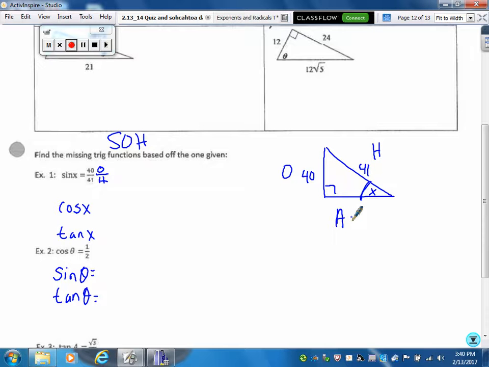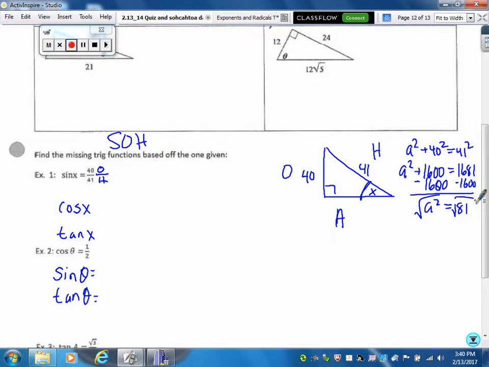So we've got our missing side, let's call it A for our adjacent. So we've got A squared plus 40 squared must equal 41 squared. When you put that in, you get 40 squared is 1,600. 41 squared is 1,681. So solve this real quick. You get down to A squared is 81. So we know that A, our adjacent side, must be 9, the square root of 81.